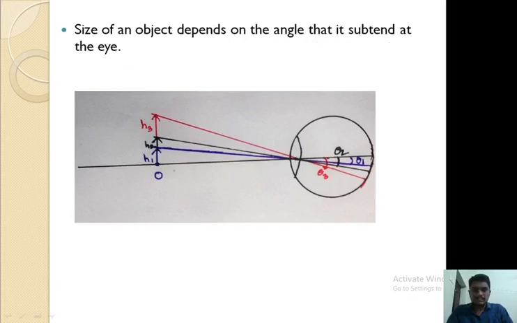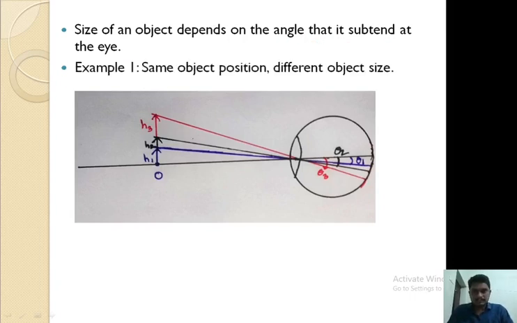Here I took three different objects of different heights, and I'm placing them at the same position. First I will place the object of height h1. Forget about the second and third objects. I'm taking one light ray from the tip of the first object, and it passes through the eye lens and focuses on the retina at this position. This is the angle made by the first object at the eye.